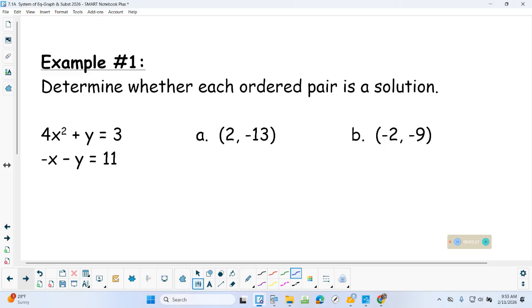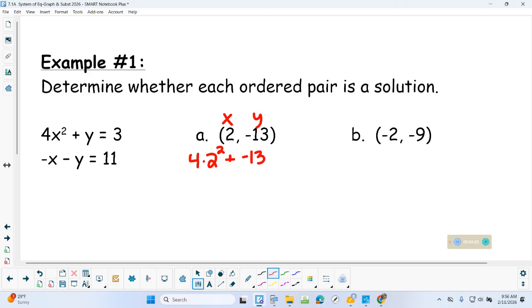Now, do you have to write out how to check the answers? No. But of course, if you're in a quiz or test, you might want to punch it in your calculator real quick and make sure your answer is actually correct. So let's test them here. So I'm just going to plug both ordered pairs in these equations. So of course, I'm putting 2 in for x, -13 for y. So I'm going to do 4 times 2 squared, which again, you can do this all in your calculator, and -13 for y.